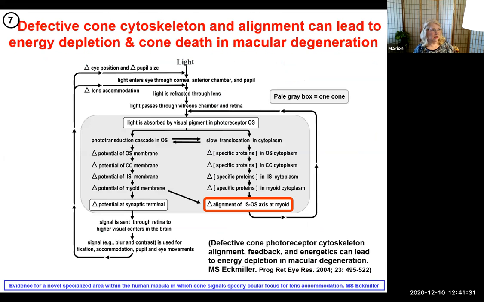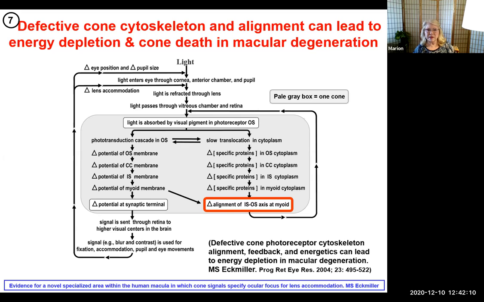So in 2004, I published a paper proposing that defective cone cell cytoskeleton and cone alignment can lead to energy depletion and cone cell death in macular degeneration. This was after it became known that macular degeneration can be caused by defects in genes related to the cytoskeleton of photoreceptor cells.